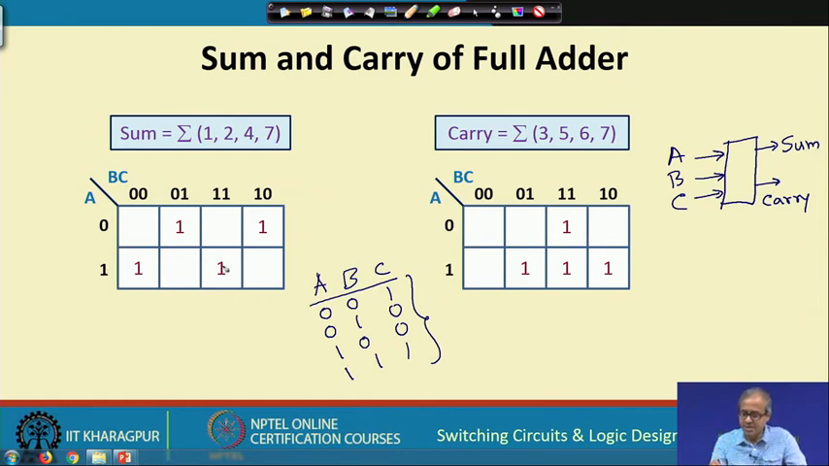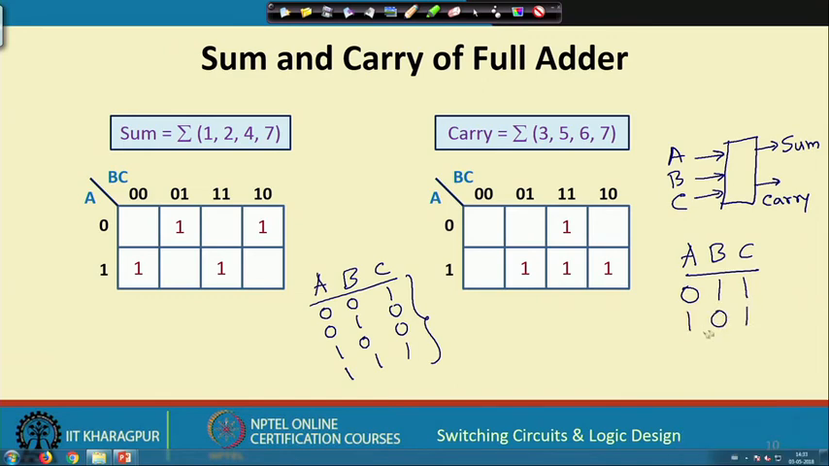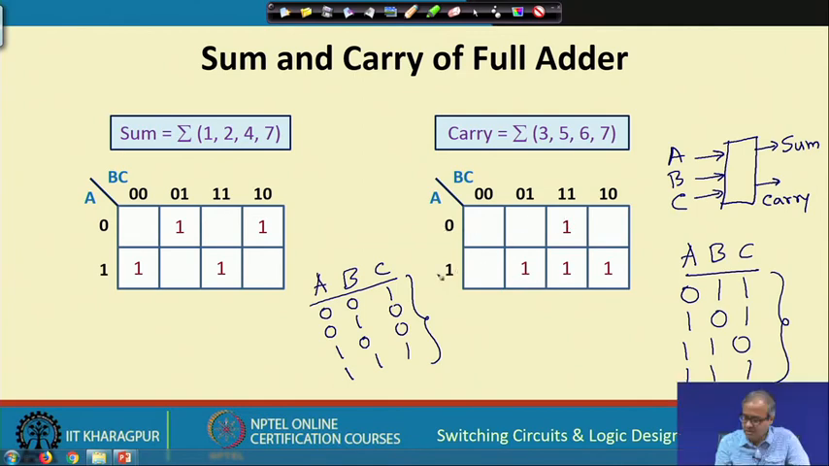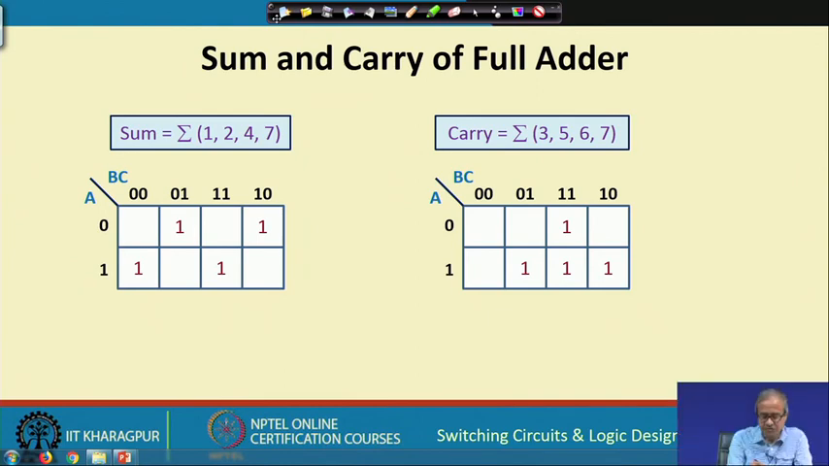Similarly, for a carry, it will be generated when the min terms are 3, 5, 6 or 7. 3 is 0, 1, 1, 5 is 1, 0, 1, 6 is 1, 1, 0 and 7 is 1, 1, 1. This we have depicted in this Karnaugh map, right.